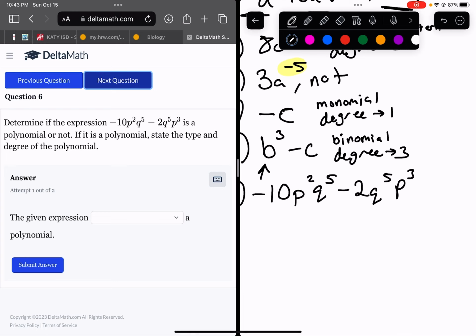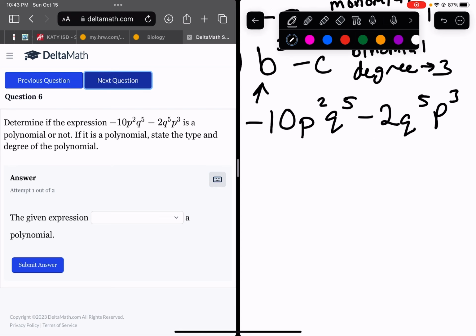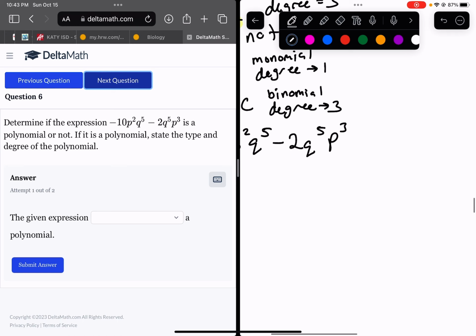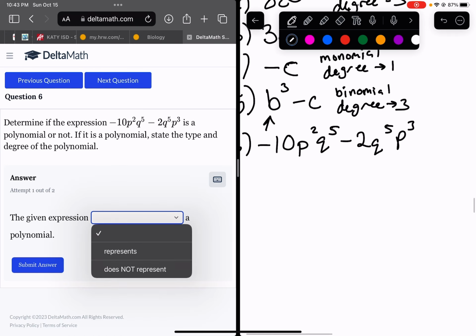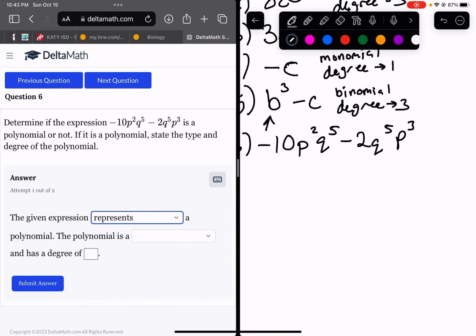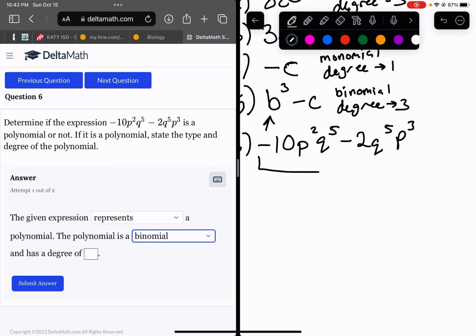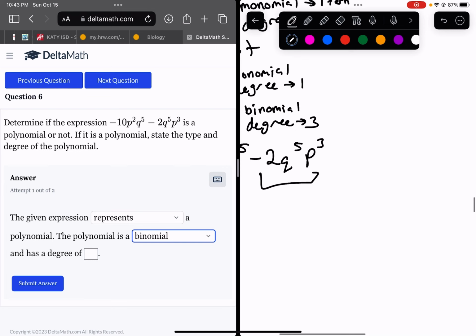All right, so this guy, we look at him. Is he breaking any of the rules? Now, this guy looks a little funky, right, because he has multiple variables, but that's okay. None of these variables break any of our rules. So this guy actually is, in fact, a polynomial. And it's going to be a binomial because we have 1 term and then 2 terms. So we have a binomial.